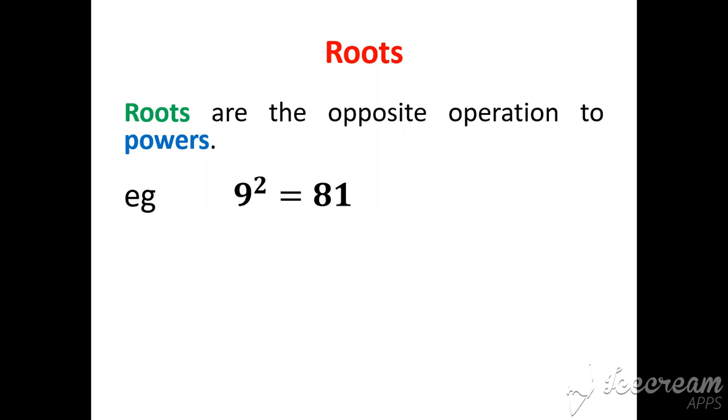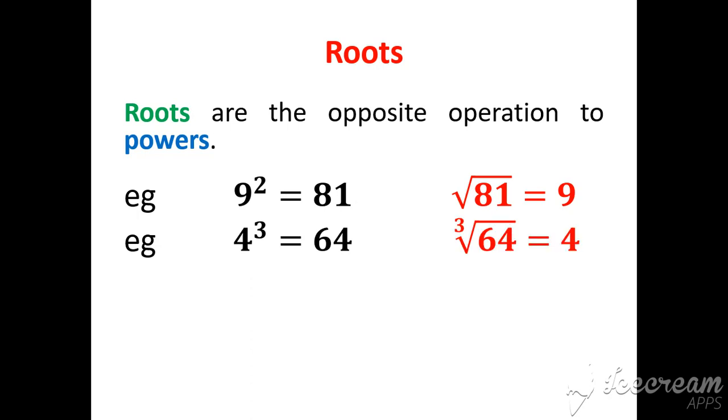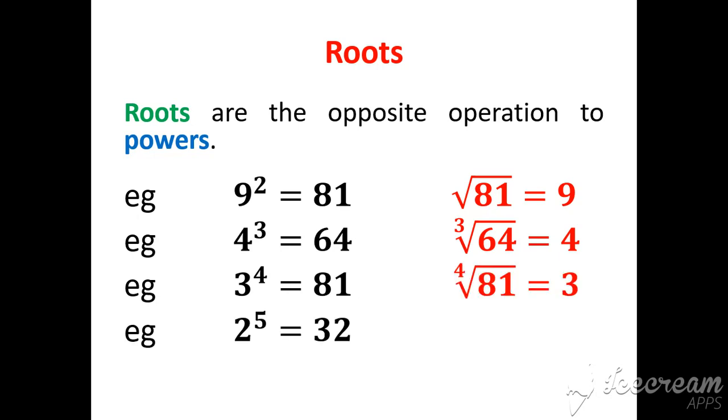For example, 9 squared, which is 9 times 9, is 81, and the square root of 81 is 9. 4 cubed, 4 times 4 times 4, is 64, and the cube root of that is 4. 3 to the power of 4 is 81, and the fourth root of 81 is 3. 2 to the power of 5 is 32, and the fifth root of 32 gives us 2. We'll talk about these examples in more depth shortly.